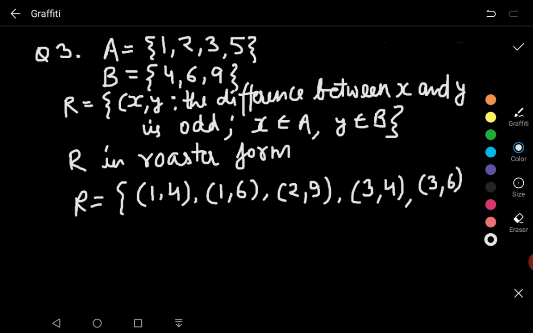ओके, हम 3 के साथ 9 क्यों नहीं लेंगे? क्योंकि दो ऑड नंबर का डिफरेंस हमेशा इवन होता है. सो लेट अस मूव टू द नेक्स्ट, दैट इज 5.